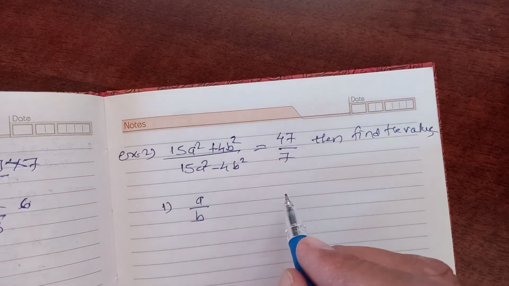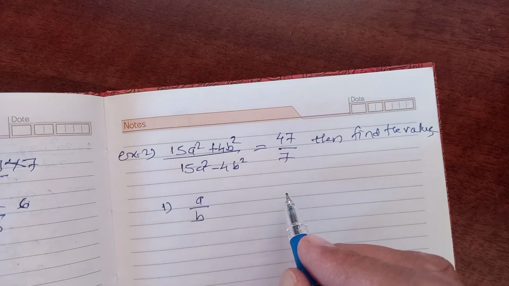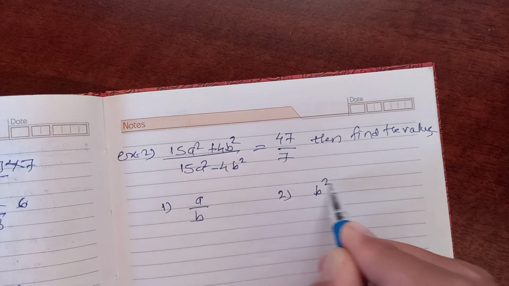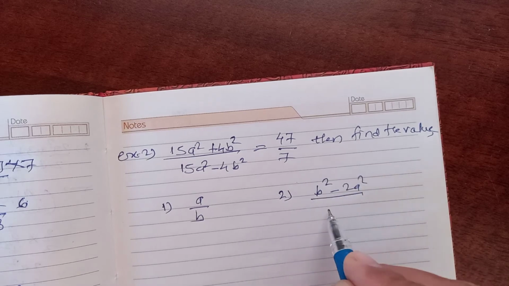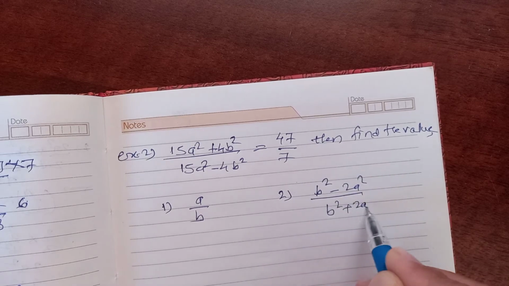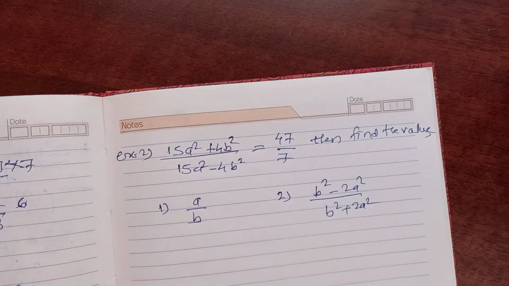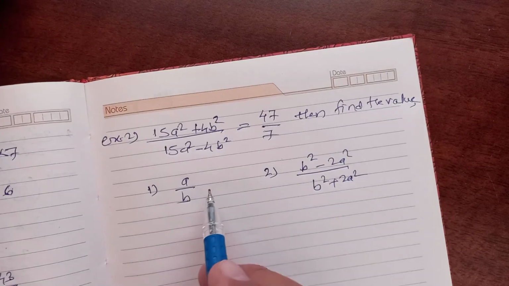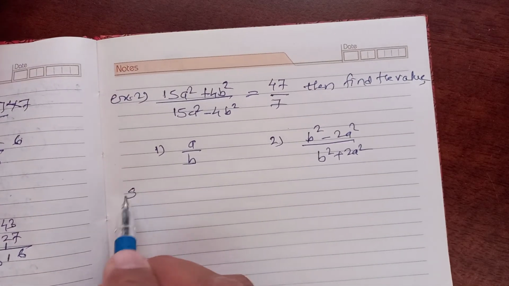Just two examples I will solve from this. Then the remaining you have to solve. This is somewhat different. That example I will solve: b square minus 2a square upon b square plus 2a square. I will solve this one. The remaining you have to solve. Now first we'll see the value of a upon b.